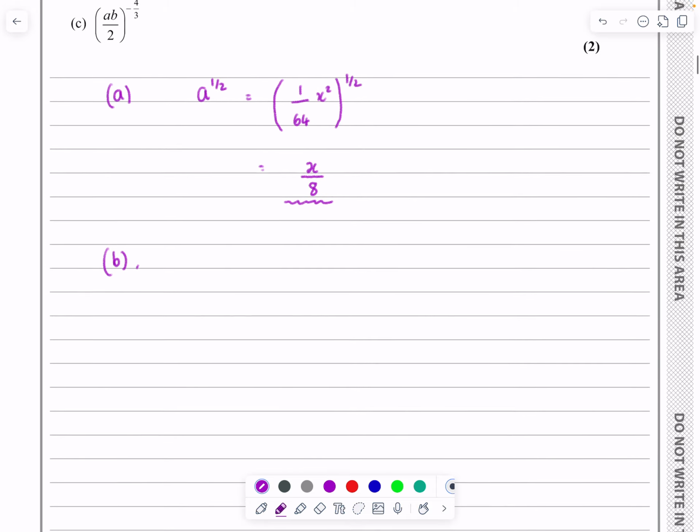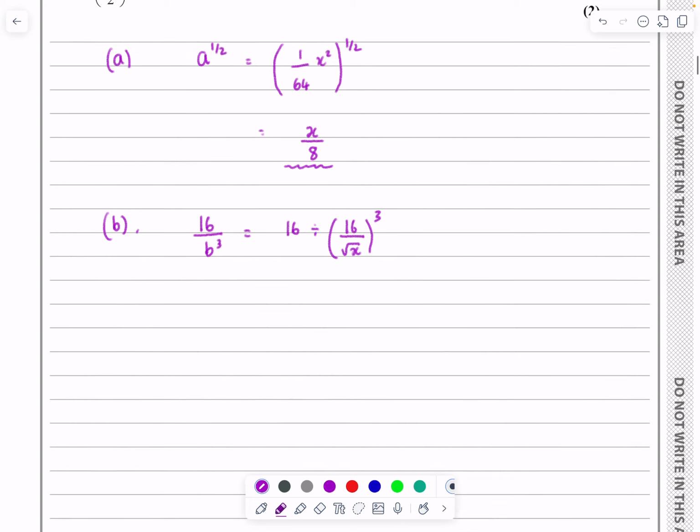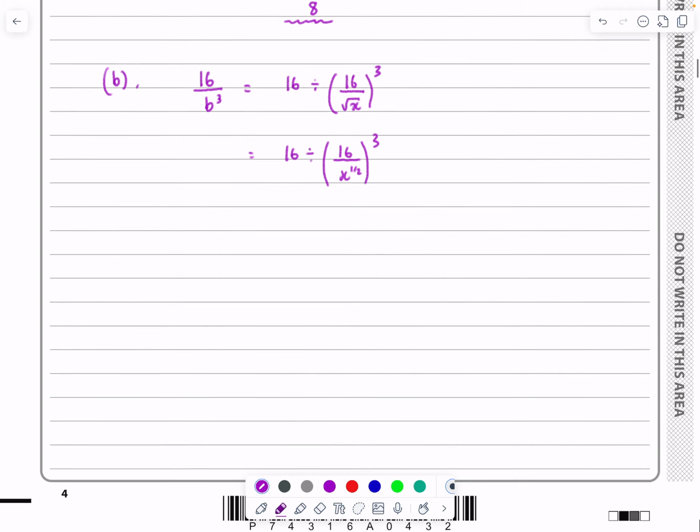Part B then says that we've got 16 over b cubed. Now I'm going to do this quite slowly. You might actually do it a little bit quicker than me when you're doing it, but I'll put in every step I can think of here. 16 over b cubed is going to be 16, and I'm just going to put divided by because of the layout I'm going to use, 16 over root x, all cubed. So that's 16 divided by, and I'm just going to focus on the bit in the brackets first of all. Well, as I said just 2 seconds ago, square root is the same as to the power of a half, so you can write it like that.